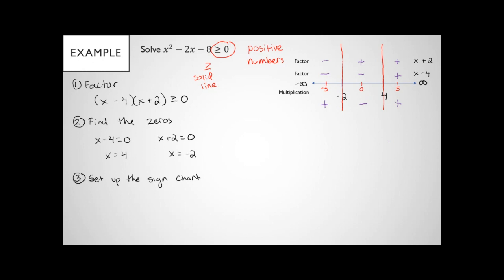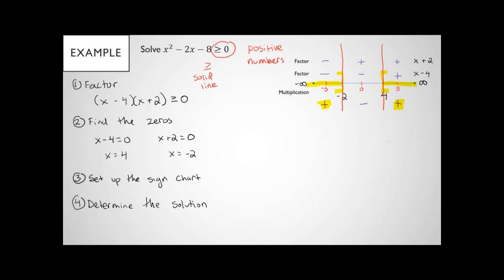Okay, so once you fill that in, then your next step is to actually determine the solution. So we want positive numbers. So we're looking for the parts where our multiplication ended up being positive. So that means our solution on the number line are going to be these two outside areas. And then because I have solid lines here, I'm going to have brackets because I'm including those values.